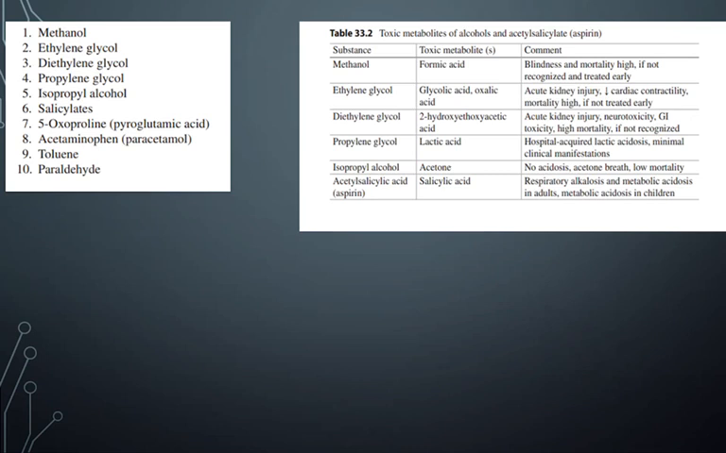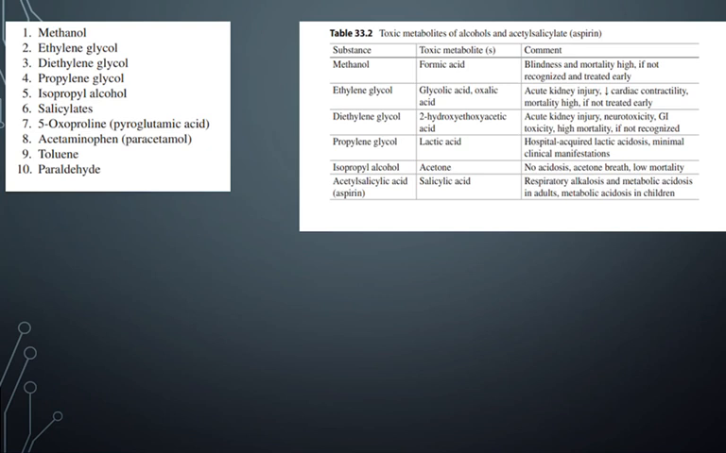So coming to the toxins which cause a high anion gap metabolic acidosis, I'm just going through the list. Methanol, ethylene glycol, diethylene glycol, propylene glycol, isopropyl alcohol. Remember that isopropyl alcohol produces an almost normal serum anion gap. Salicylate, 5-oxoproline, acetaminophen, toluene, and paraldehyde.